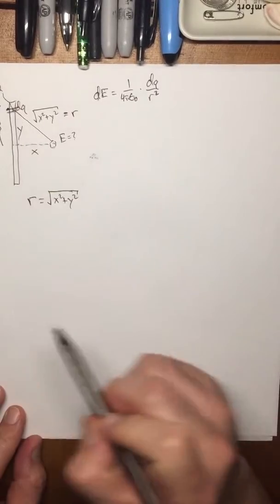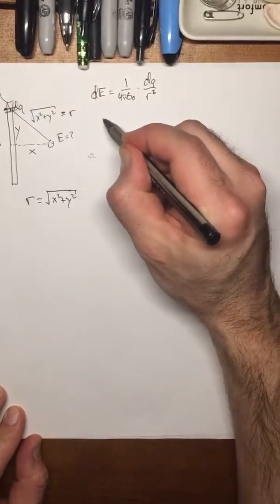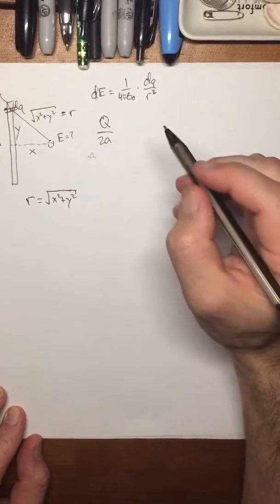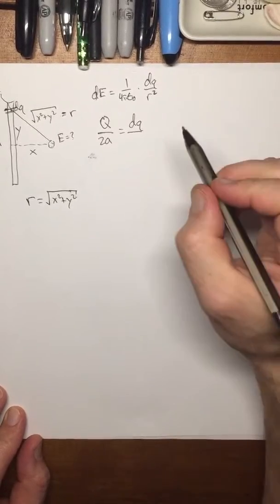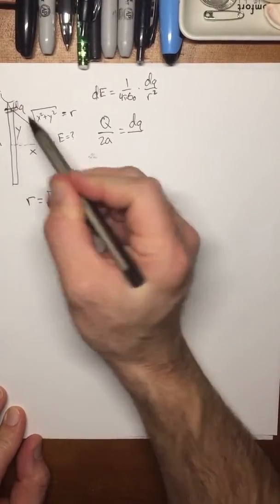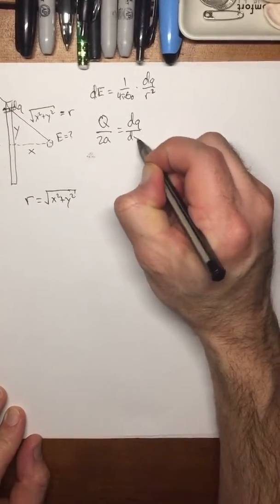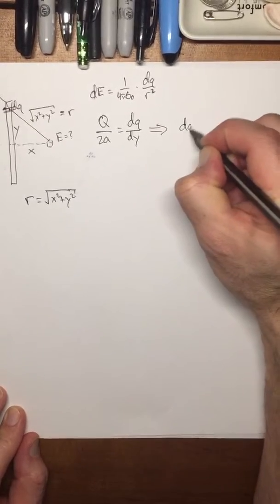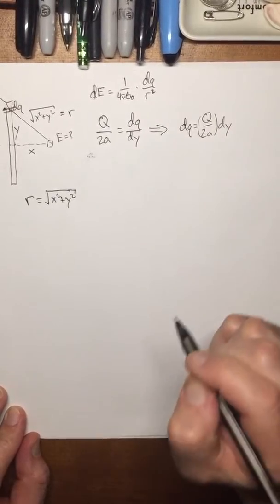All right, so how much is that little piece dq? That's what we're looking for right now. We can compare the total charge of the rod to the total length of the rod. And that ratio will be the same as the little piece of charge dq to the little piece of length. Now the length right in here is on this little y-axis, or large y-axis, and it'll have a little dimension dy. So here we see that dq is equal to q over 2a dy.